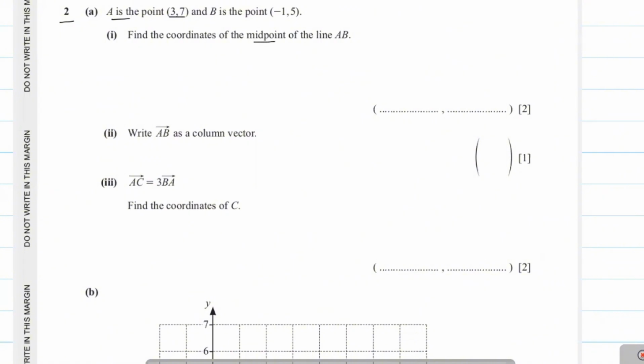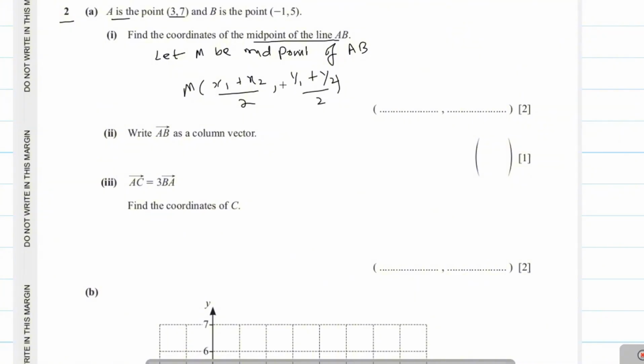Question number 2, part A is the point (3, 5), B is (-1, 7). Find the coordinates of the midpoint of AB. The midpoint of AB, let M be the midpoint of AB, and this value will be equal to x1 plus x2 over 2 and y1 plus y2 over 2.